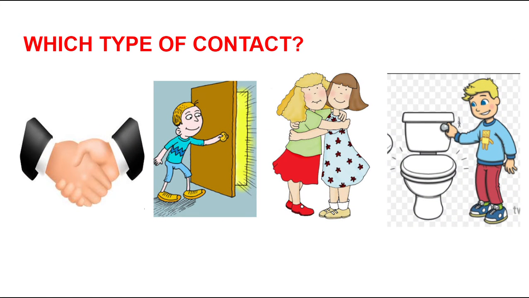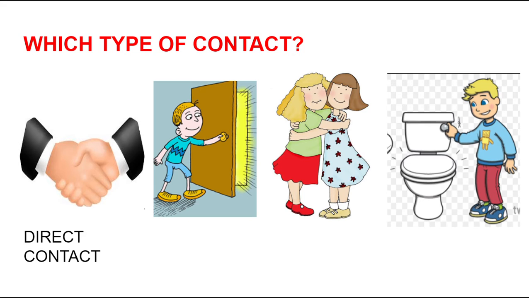Now here I have an activity and I want you all to tell me which type of contact it is. So that we get the correct answers, I want you all to smash the like button. That will give us power to guess which is which. So first is the handshake. And if you guessed it, you're right. It's direct contact. In the second picture, we can see a boy touching a doorknob.